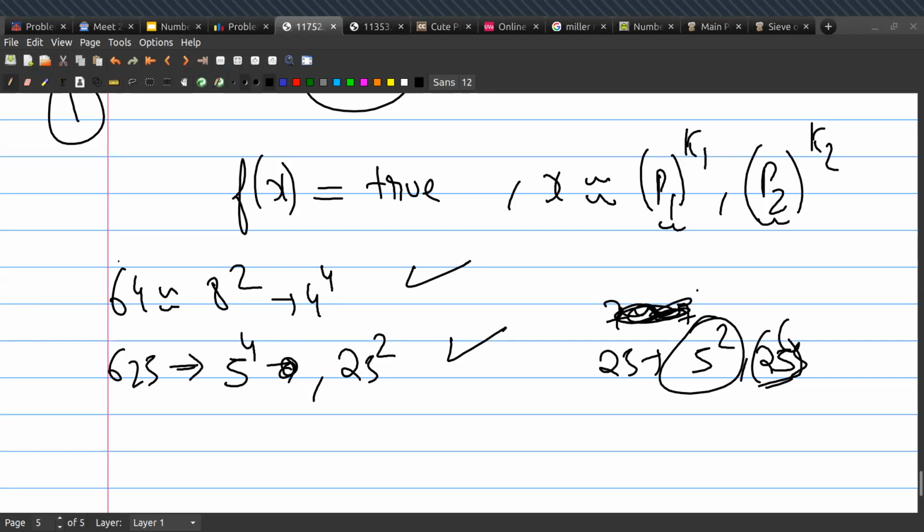So you need to calculate all these beautiful numbers which are up till 2 to the power 64. All these beautiful numbers till 2 to the power 64.